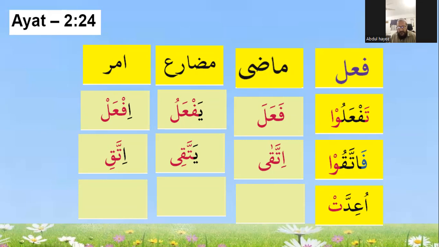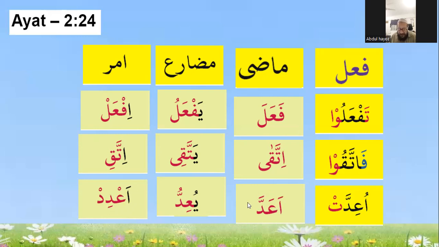The next one, the ta is the past sign. Remove it. So it is adda. Mudari, you say yu'iddu. Amr will be? Remove the alamat mudari. Make the last letter sakun. This is pronounceable, so we will say a'idd.